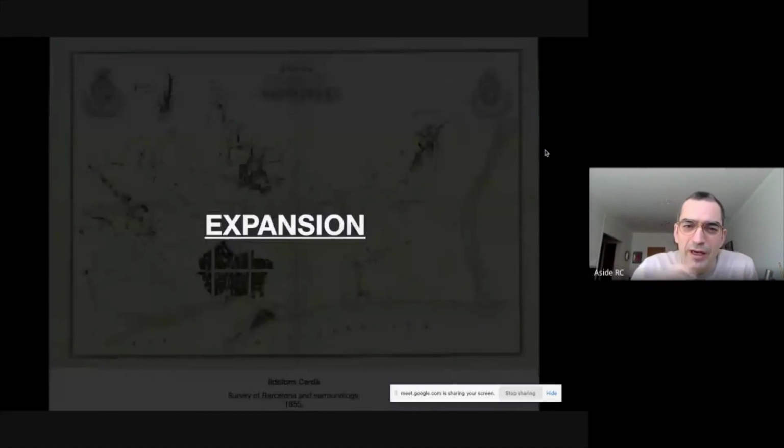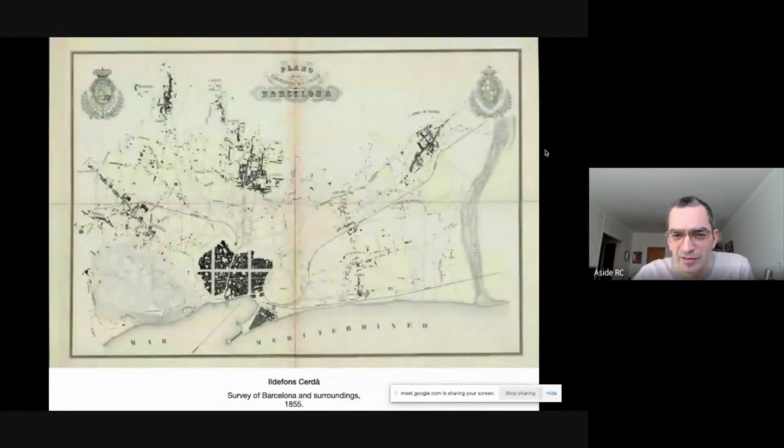So, all right, expansion, and I'm going to go very fast because we need to look at it closely later. The project of expansion by Ildefons Cerdà.